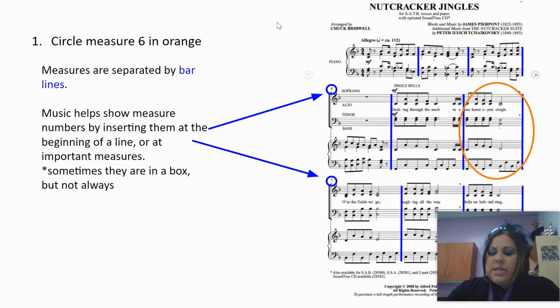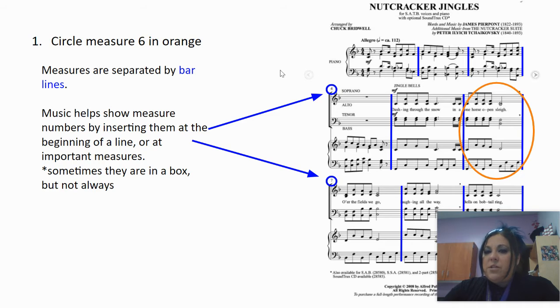Circle measure 6 in orange. Now the measures are separated by bar lines, and you can see that I've highlighted those in blue. Again, you can see that this first line or stanza is only the piano. Nobody's singing, so we don't have the singer's line above it like we do right here. It's just the piano. So this is measure 1. There's a bar line. Now we have measure 2. There's a bar line. Measure 3.